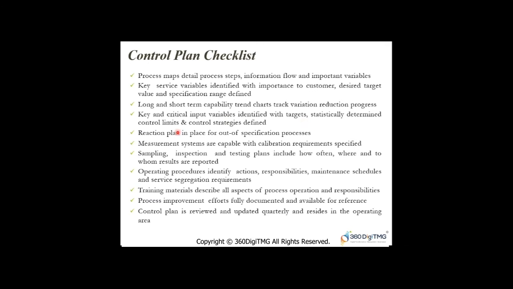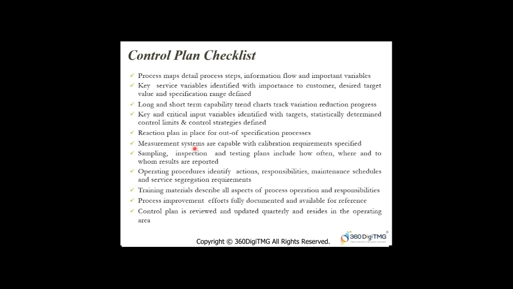right? Statistically determined control limits. When you plot the control chart, you would get the statistically calculated control limits. And what are the control strategies that you have defined there? You also come up with the reaction plan. If the process is out of specification, out of control, what would you do? How would you react? Are you going to do an analysis to identify the root cause? Oh yes, you'll do that, right? So you document that. It's as simple as that. Have a checklist in place.